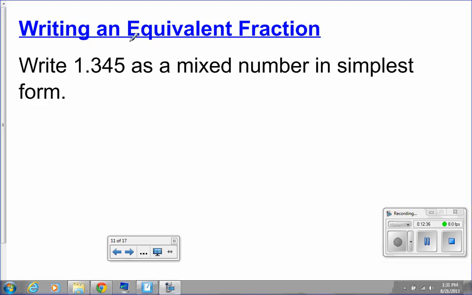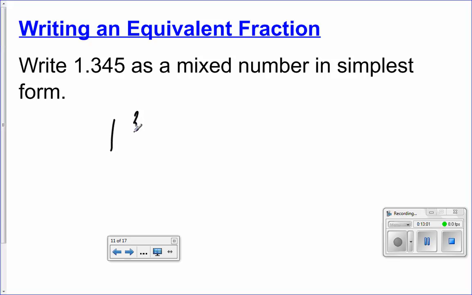So let's work on writing equivalent fractions. We have the decimal 1.345, and we want to write it as a mixed number in simplest form. We know we're going to write decimals how we read them. So 1 and 345 thousandths. And this is our whole number, so I know it's going to be a mixed number. So I have 345 over 1,000 because it's 345 thousandths.